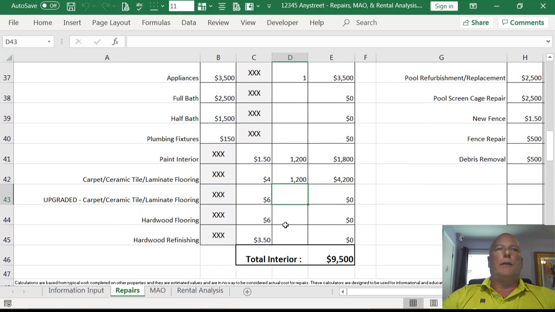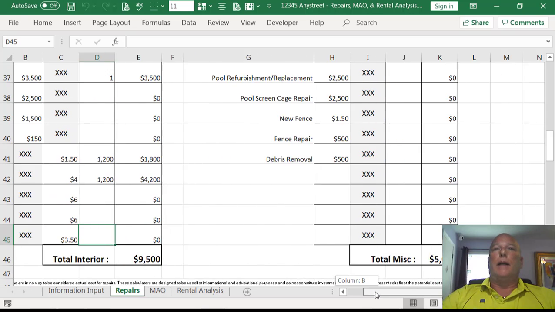Flooring, same thing. You can do that. Some of the homes, especially in St. Pete, have all hardwood flooring. If you want to replace that, or if you want to just refinish what's already there, you can do that. You can put that calculation in.